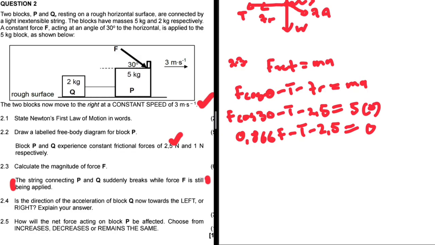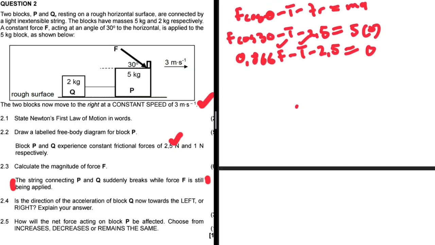Right, so we have two variables. We have the force, we have the tension. We cannot proceed. That's where we go to the 2 kg block. So for the 2 kg block, we have to start with the free body diagram, right? We have the weight, obviously. We have the normal force. We have the tension. We have the frictional force.